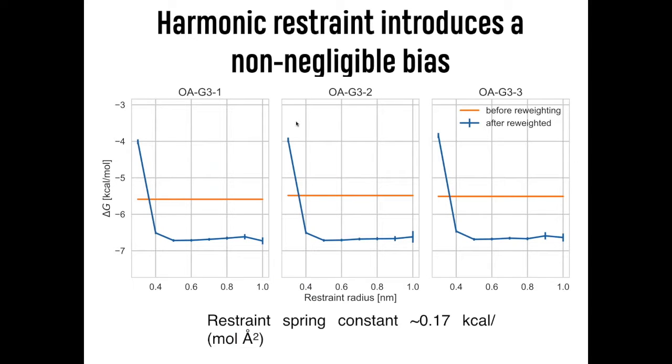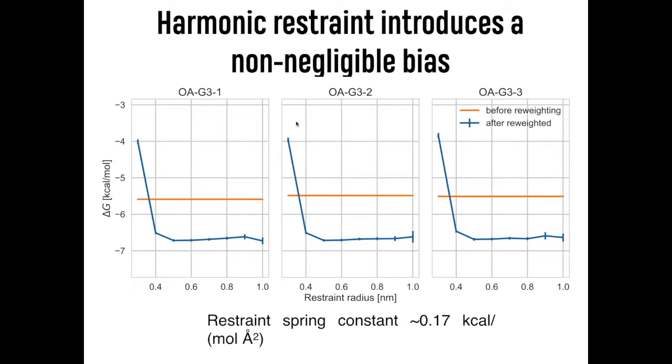So this is the effect of the reweighting from the harmonic to the square well. The harmonic restraint introduces a bias that seems to be non-negligible. The spring constant for the restraint was actually fairly low, 0.17 kilocal per mole per squared angstrom. The other 2 replicas are similar, and the profiles are very similar for all of the 3 systems.